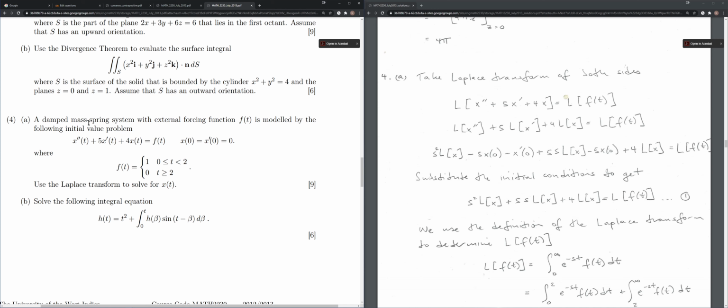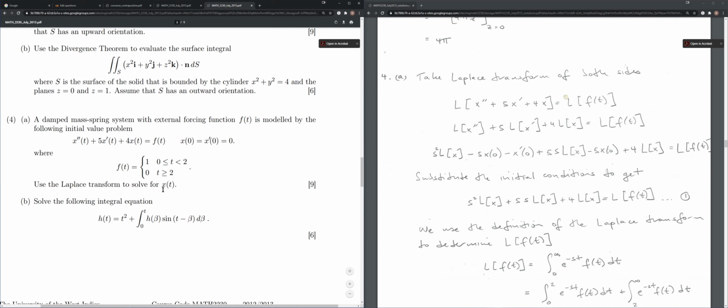Really, they're just telling you that your situation is modeled by this differential equation, and what you need to do is solve it. You don't really need to do any modeling, or realize that this is damped harmonic motion or anything like that. They're just giving you the differential equation, and you just need to solve it. So we have this second order differential equation and you want to solve it.